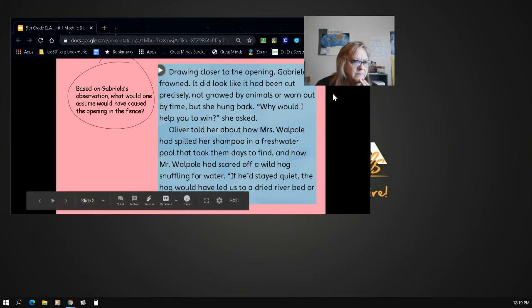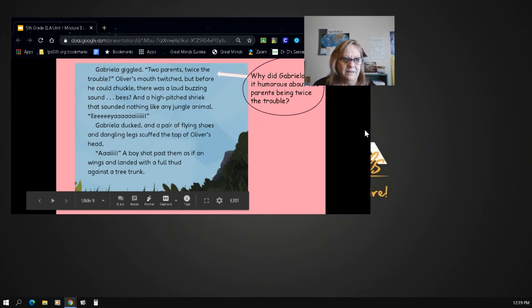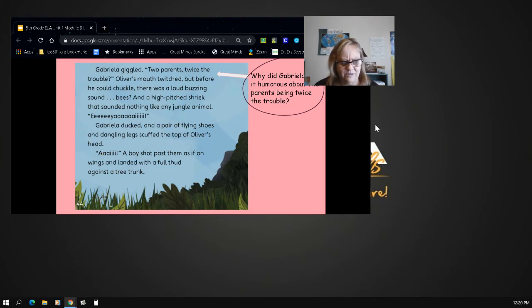Gabriella giggled. "Two parents, twice the trouble." Oliver's mouth twitched, but before he could chuckle, there was a loud buzzing sound. Bees? And a high pitched shriek that sounded nothing like any jungle animal. Gabriella ducked, and a pair of flying shoes and dangling legs scuffed the top of Oliver's head. A boy shot past them as if on wings and landed with a full thud against a tree trunk.